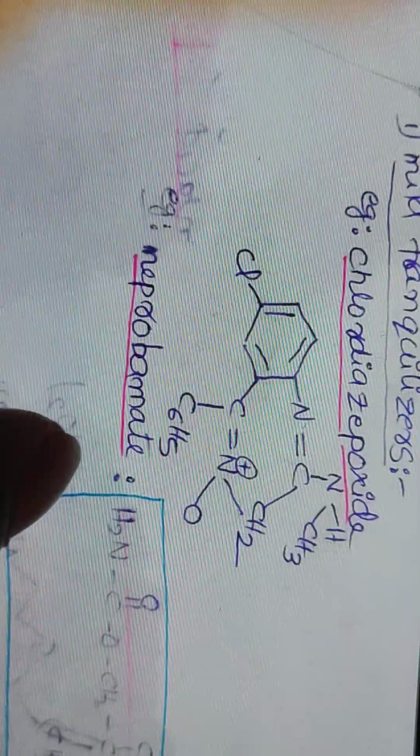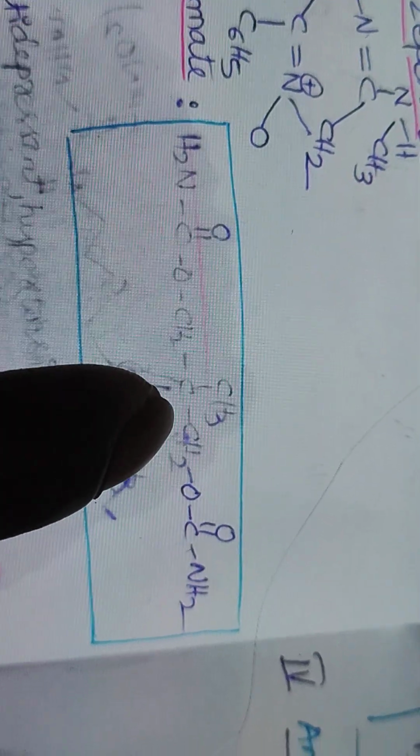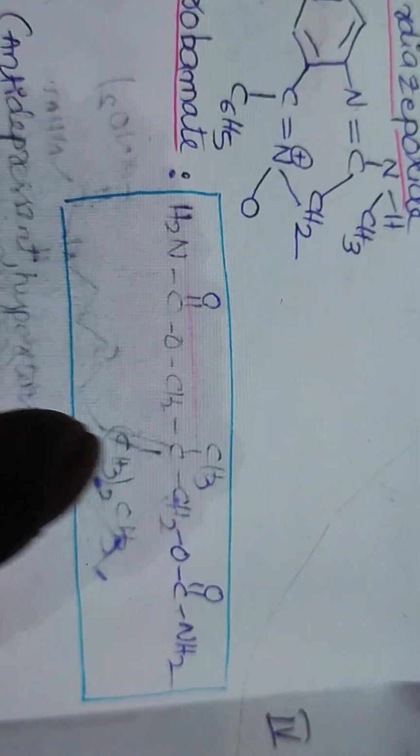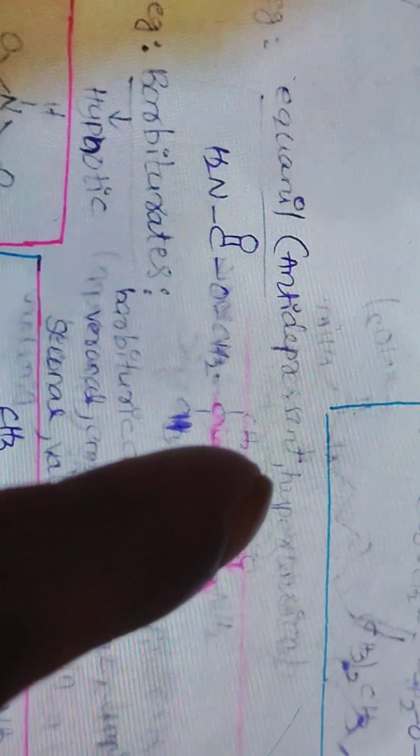Next, meprobamate is also an example of mild tranquilizers. The structure is H2N, C double bond O, O, CH2, C, CH3, CH3, CH2, O, C double bond O, NH2. Understood, children? Next one is equanil, also an example. Equanil is an antidepressant. When many people are in a depressed condition, we give this type of drugs.